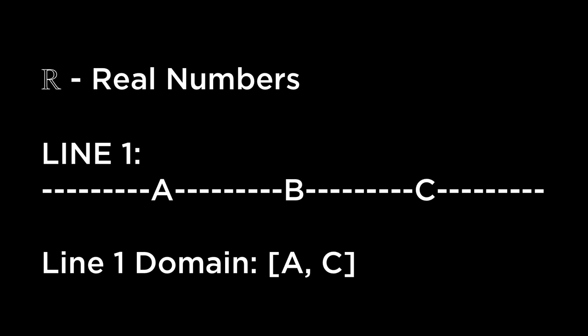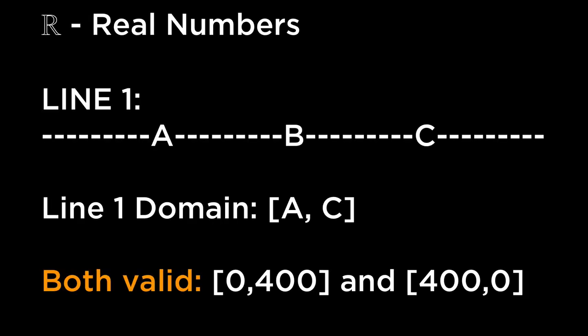If the data we get exists only between A and C, including A and C, then we can say the domain of line 1 is A, C. Which if we use directions means all of the numbers to the right of A up to and including C, but nothing to the right of C. Why do we use directions instead of bigger than or less than? Because the domains 0, 400 and 400, 0 are both valid.